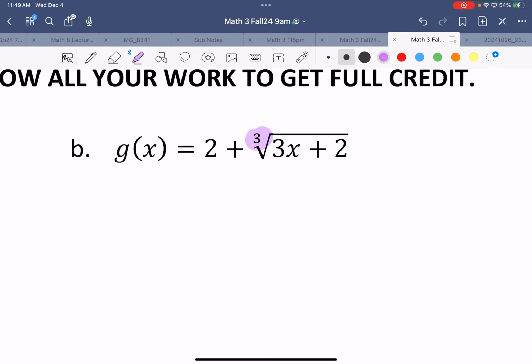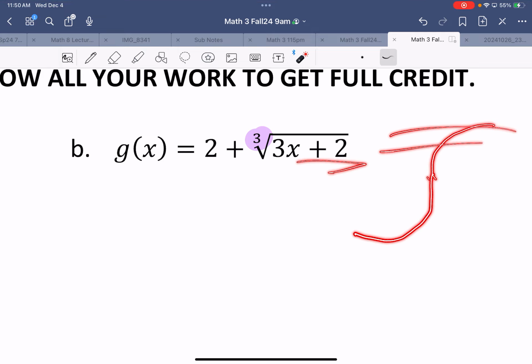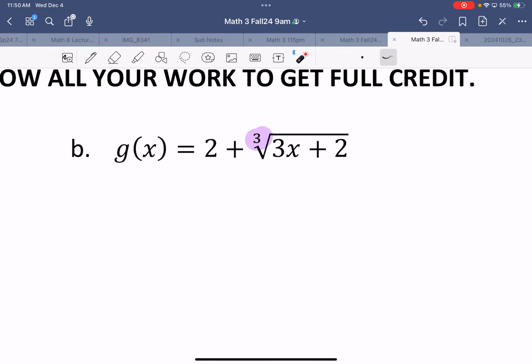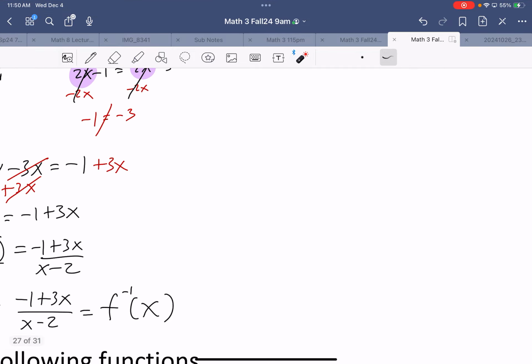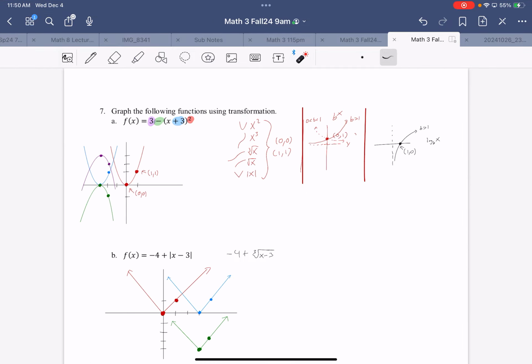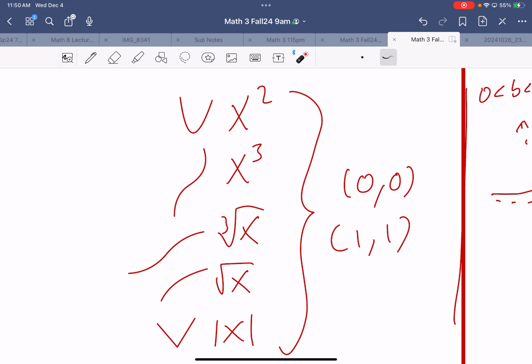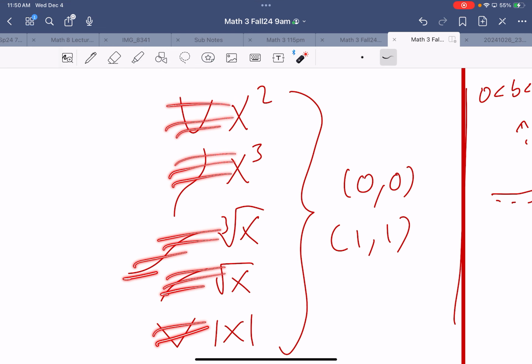So I know this looks something like that eventually, right? I know this shrinks it, so it might look wider, but it still passes the horizontal line test. These I can do a little bit quicker, right? From the previous one, I know pass, pass, pass, fail, fail.